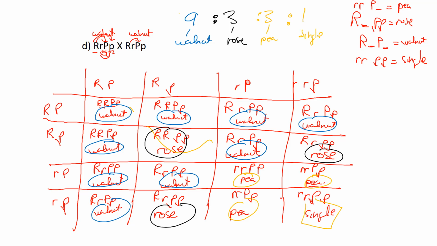So in this case, you didn't end up with the 9, 3, 3, 1, but when the genes are interacting together, it does give you different phenotypes, so you might want to just work that out.